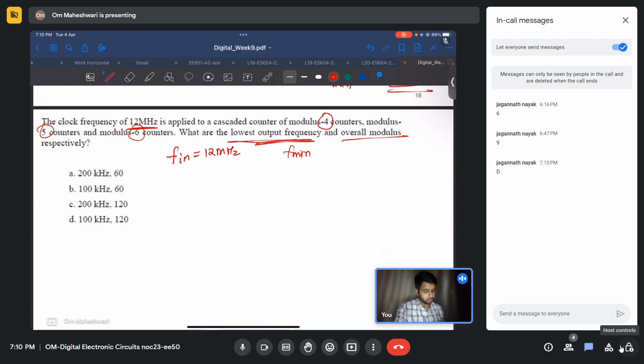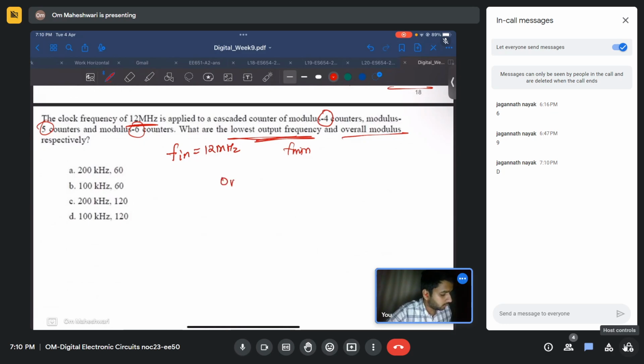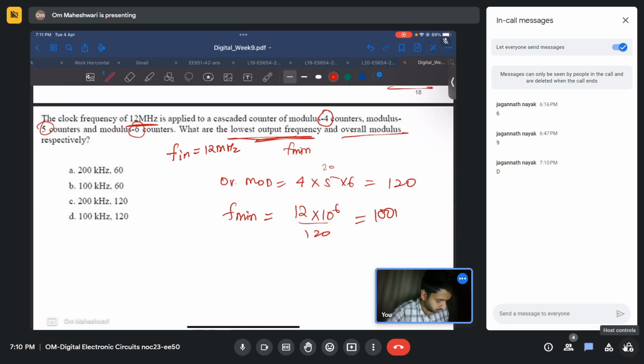Right. So we have overall mod 4 into 5 into 6, which is 4 5 are 20, 20 6s are 120, and F min is 12 into 10 power 6 by 120, that is 100 kilohertz. So it is 100 and 120.